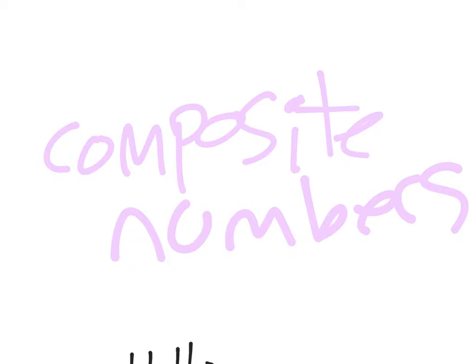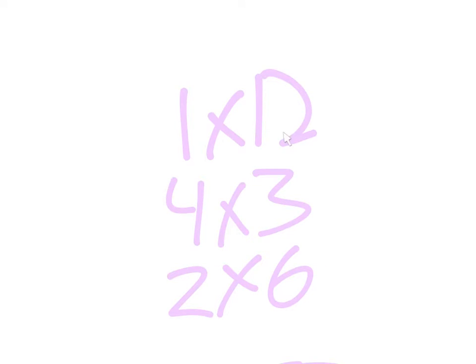Today I'm going to be explaining composite numbers. A composite number is when you have a number like 12, that in multiplication you have to find all of the digits that can make 12. As you can see, there is 1 times 12, 4 times 3, and 2 times 6.